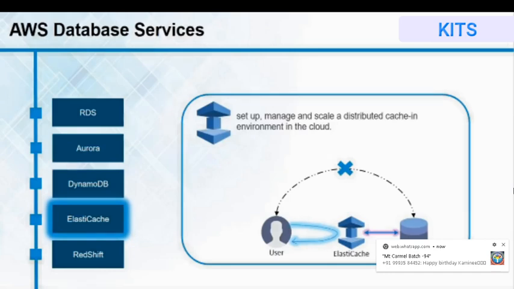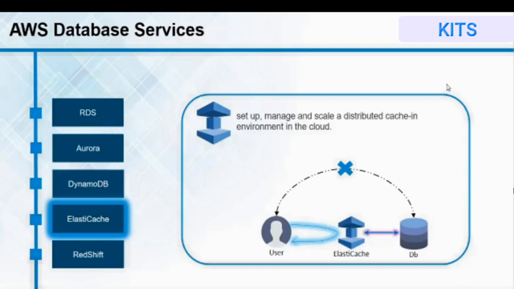So the database's overhead is reduced because the request never reaches the database, because it has already been processed and stored in ElastiCache, and ElastiCache in turn serves the user with the result, and hence this process becomes faster. And this is what ElastiCache is all about. Any questions, guys, regarding what ElastiCache is?